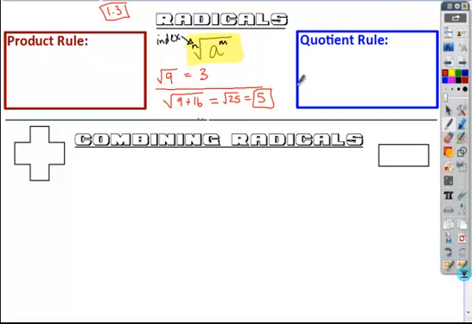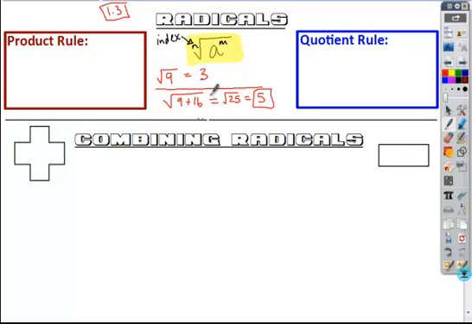Students tend to make that mistake where they look at it as 3 plus 4 equals 7 a lot. So if you made that mistake, you're not alone. But do understand that the order of operations is intact here, and you would combine your quantity first and then apply the root to the whole sum.